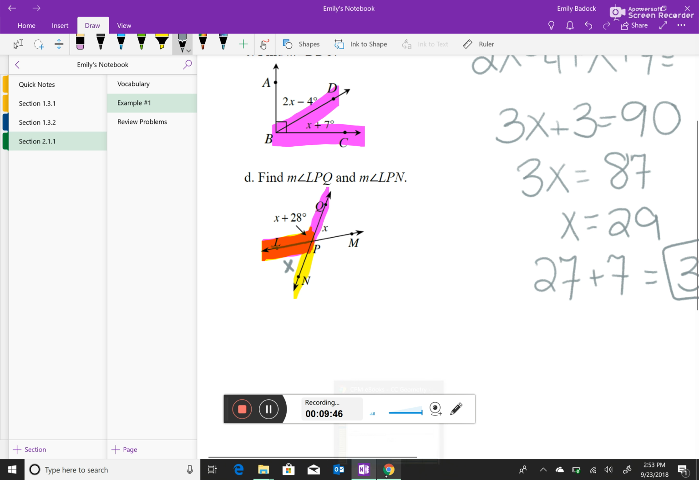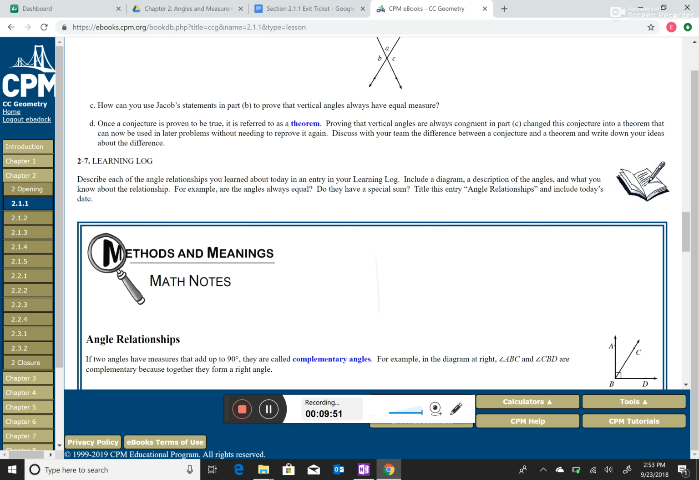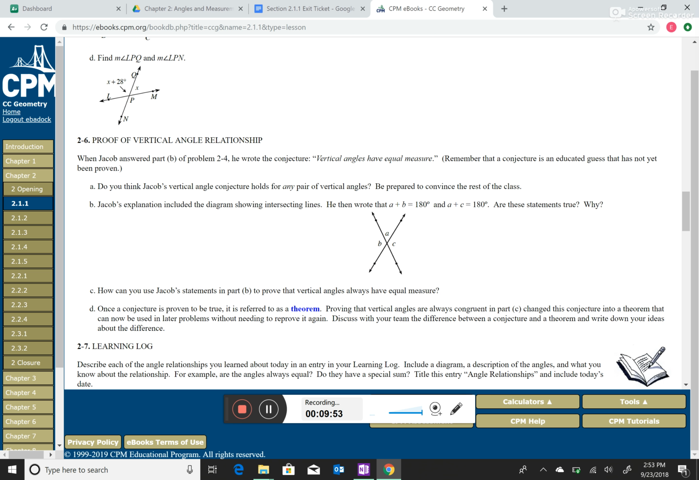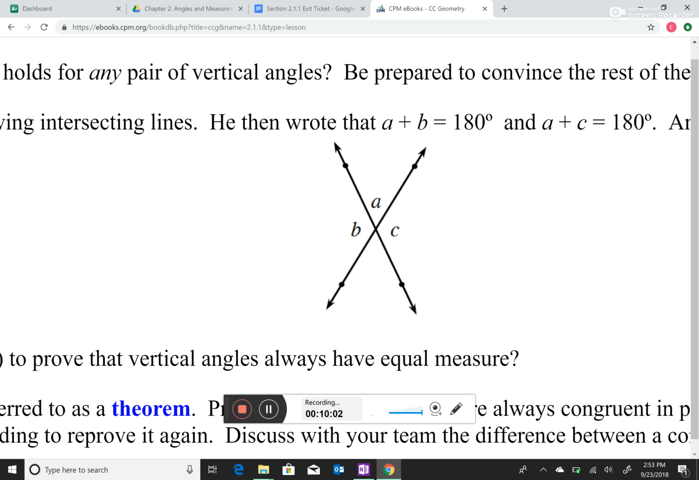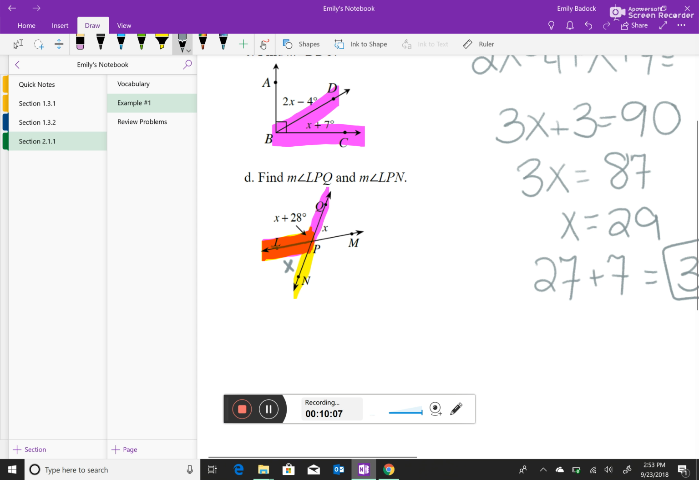And they actually talk about that if you go up right here. It's called the vertical angle relationship. So vertical angles have equal measures. If you're looking at this picture right here, B and C are going to have equal measures. If we're looking at this, x plus 28 plus x is going to get us 180. That needs to equal 180 because this is a straight line. So those two angles have to equal 180.